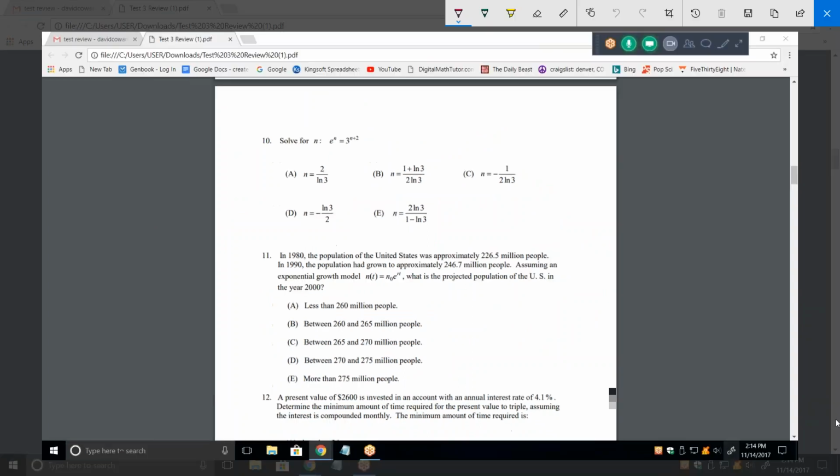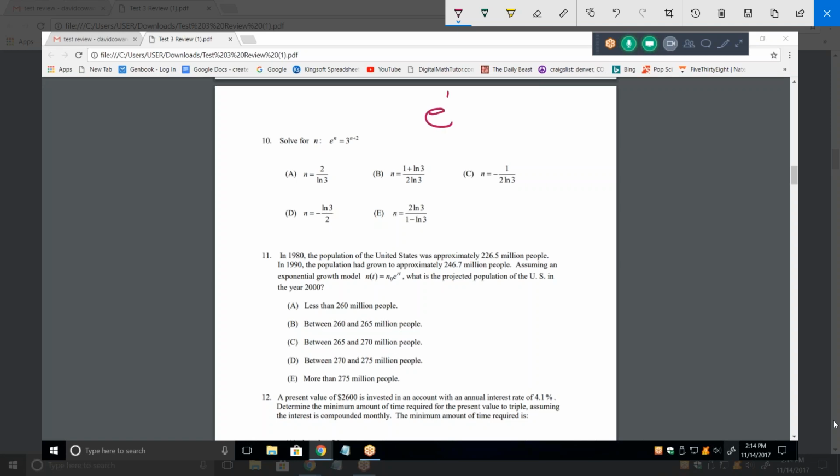Well, now here, you might think the same thing, but not really. What we really have here is two exponential functions. In other words, e to the n is an exponential expression, and 3 to the n plus 2 is an exponential expression.